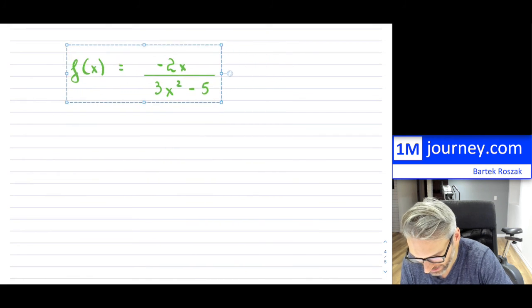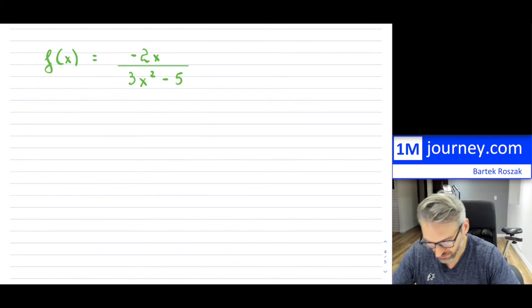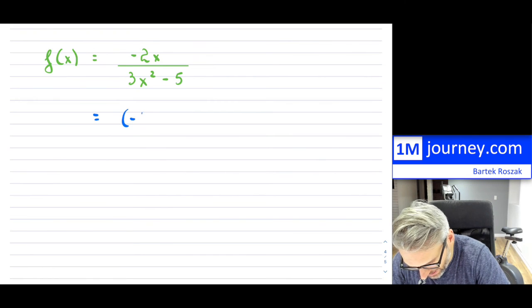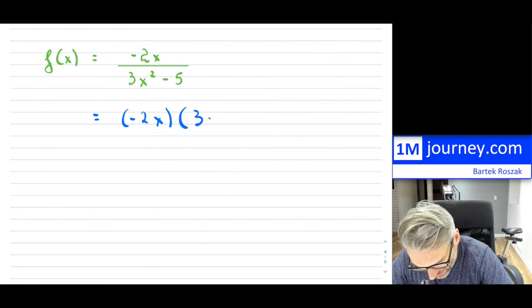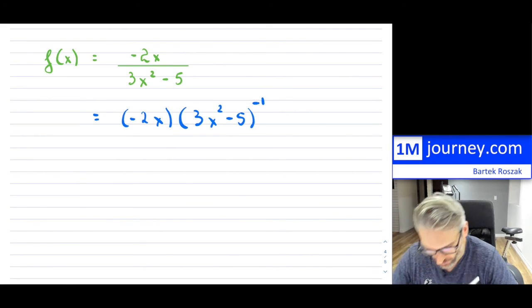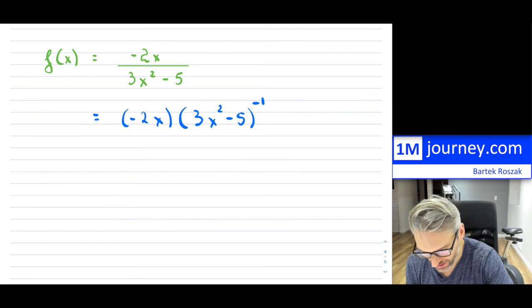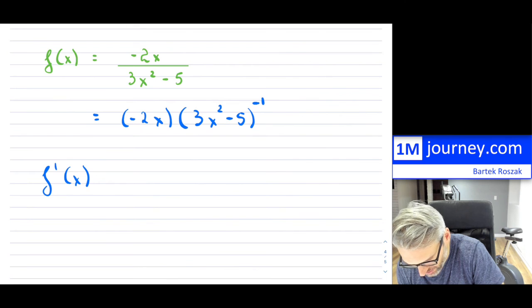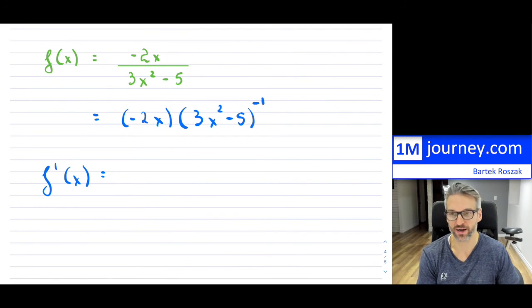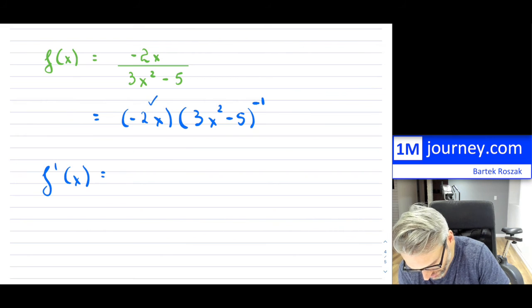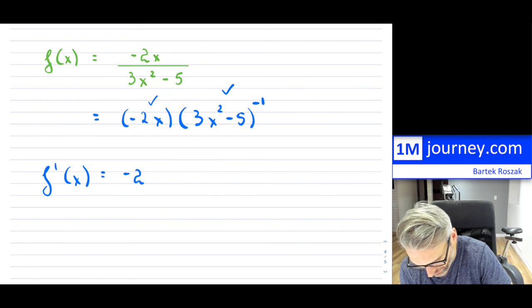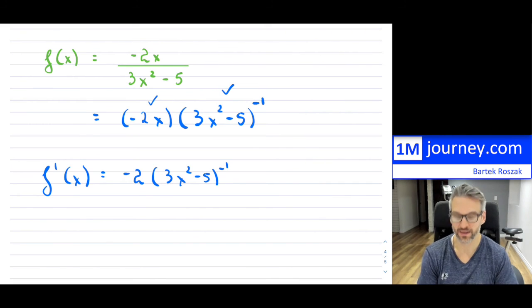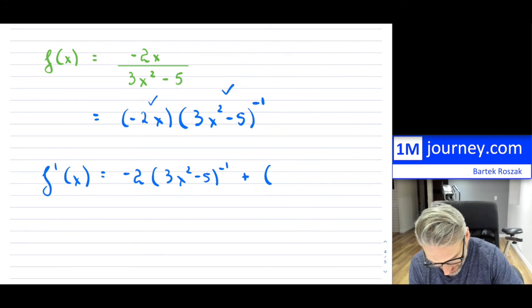So for instance, in this example, I can say, okay, this is the same thing as negative 2x multiplied by 3x squared minus 5 to the negative 1. And what I have here is just the product rule. So if I wanted to take the derivative of this, I remember my product rule. My product rule says, take the derivative of this, negative 2, multiply by my second function, which is 3x squared minus 5 to the negative 1, plus leave my first function alone and take the derivative of this.